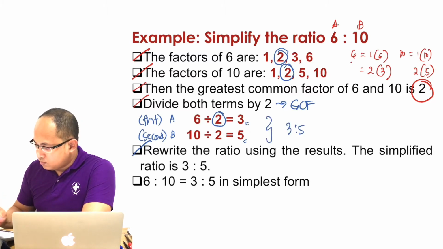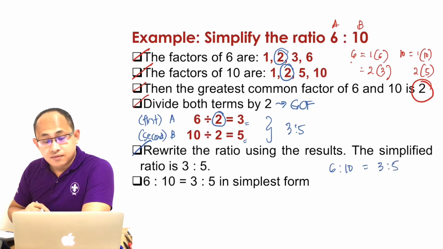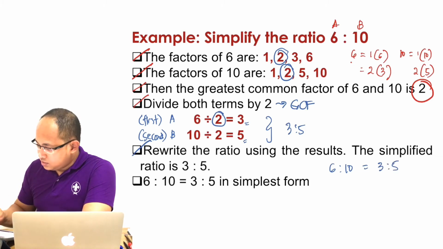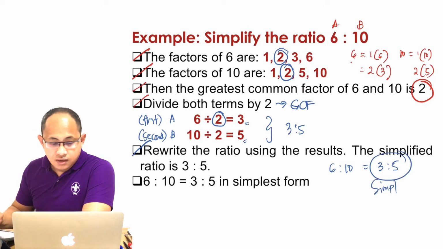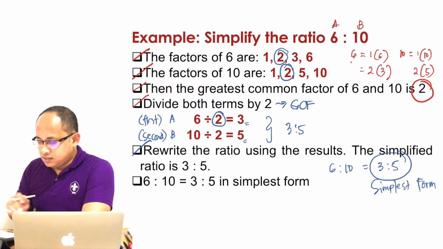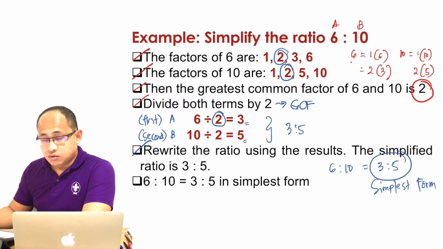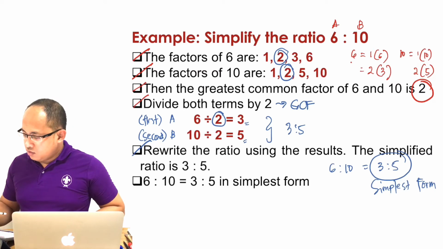So therefore, 6:10 is just equal to 3:5. All right, this is in simplest form. 6:10 is just equal to 3:5. So that is in its simplest form.